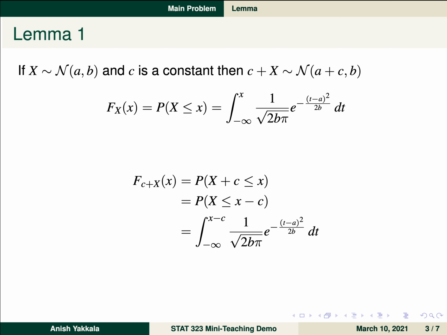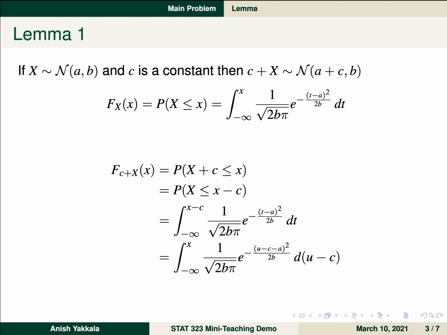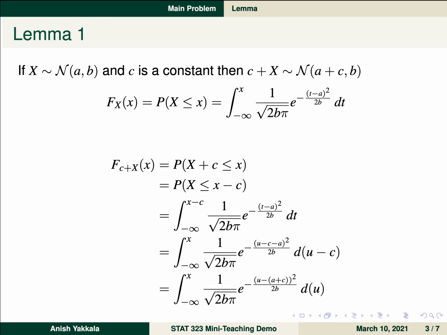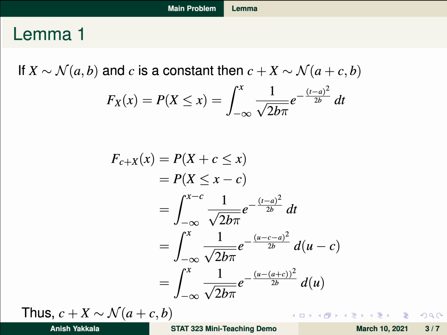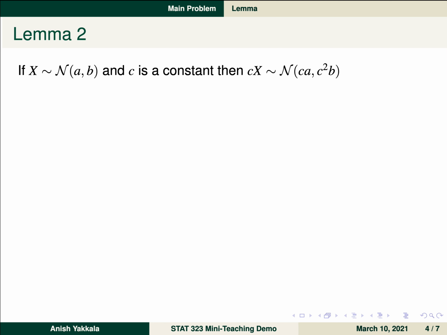Alright, let's just do some u substitution. Here, we'll just say u is equal to x minus c. And now t is u minus c in that fraction. And recall that the derivative of u minus c, where c is just a constant, is just u. Alright, and now we can just rewrite negative c minus a as minus parentheses a plus c. And it's clear we have the normal CDF, where the mean is a plus c. Thus, c plus x is normally distributed with the mean of a plus c and a variance of b.